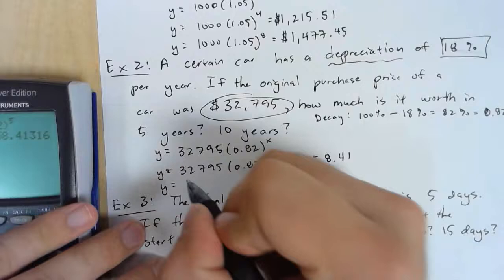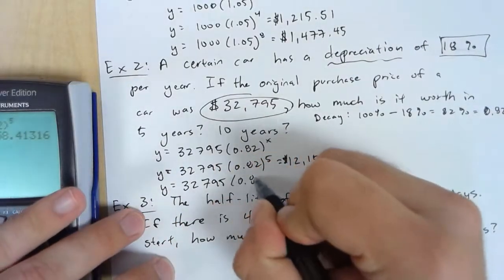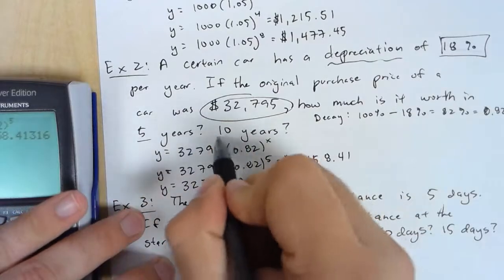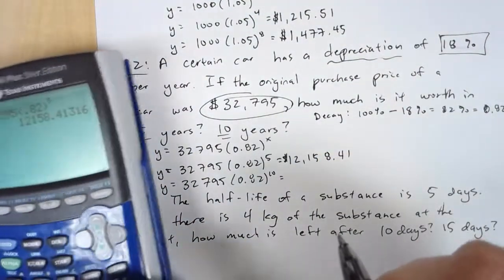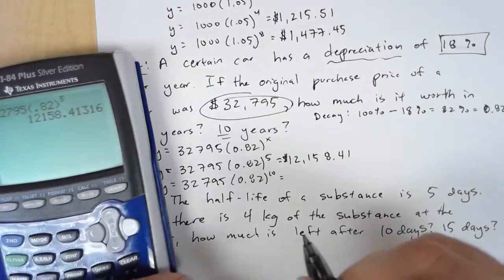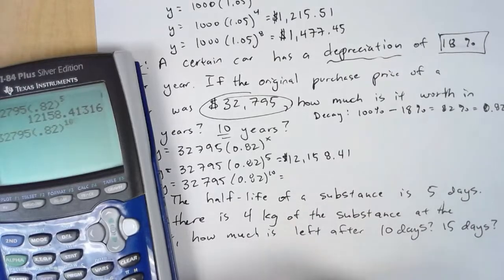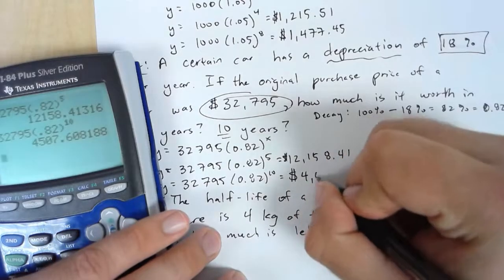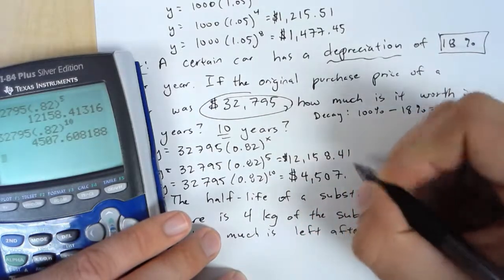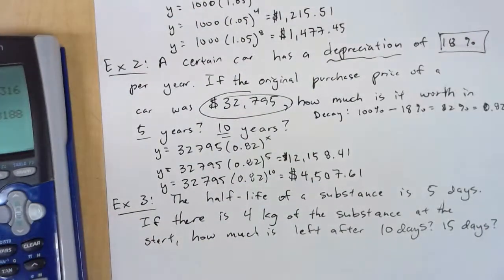Okay, so let's do y equals 32,795 times 0.82 to the, instead of 5 years now, we have 10 years, which is going to give us 32,795 times 0.82 to the 10 years. Oh man, that is seriously decreased. $4,507.61. That is a serious decrease.